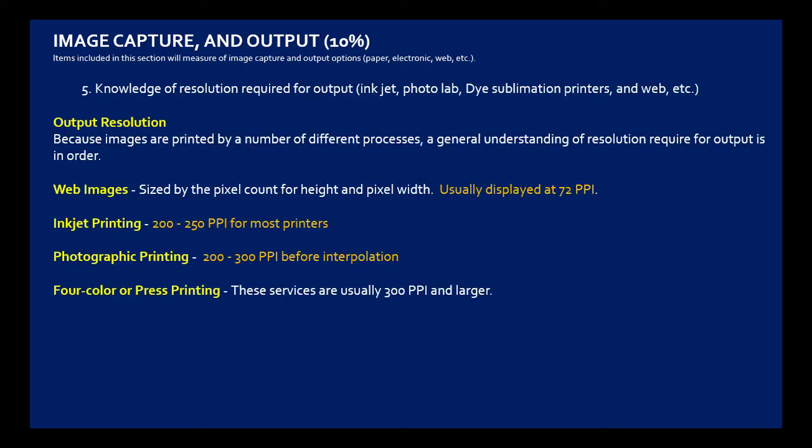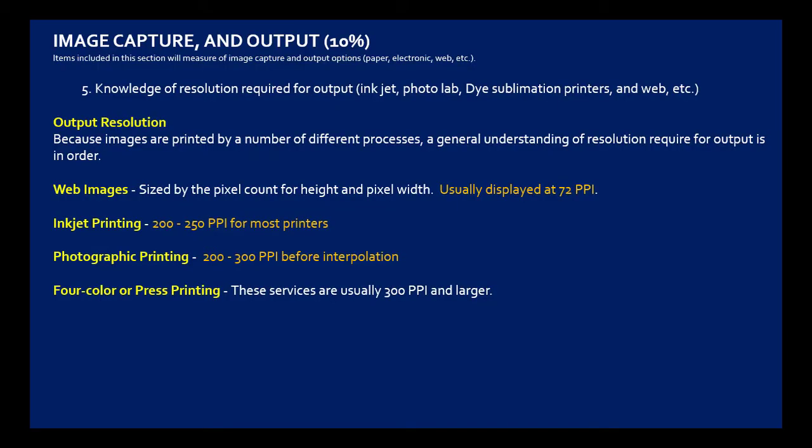Number 5 says, knowledge of resolution required for output, including inkjet, photolab, dye sublimation printers, and the web, etc. Because images are printed by a number of different processes, a general understanding of the resolution required for output is in order. Again, I find this to be something of a review, but let's just get down to the brass tacks.